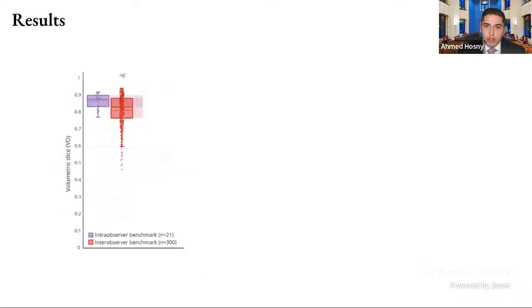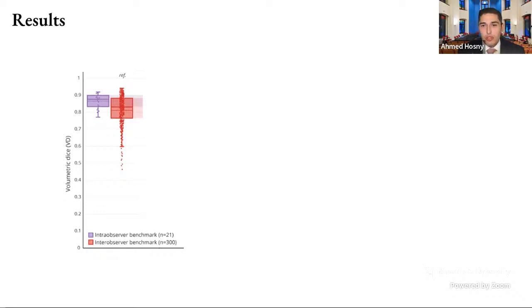And so after model training, we test this model on hundreds of patient images. On the y-axis here is a measure of overlap between two segmentations, with one being full overlap and zero being no overlap. In purple, we have the difference between segmentations done by the same doctor, and you can see a relatively high overlap. In red, we see the difference between segmentations done by different doctors, and so you see a slightly less overlap in this case.